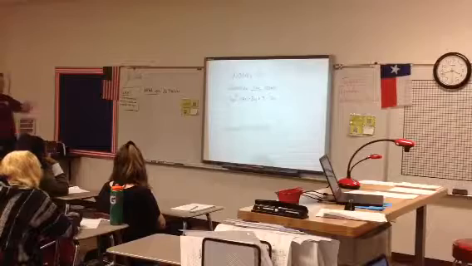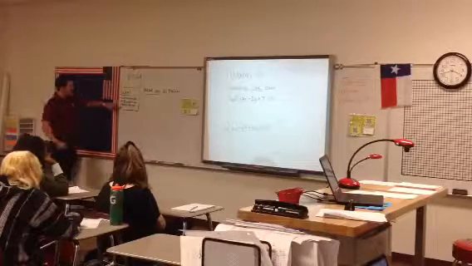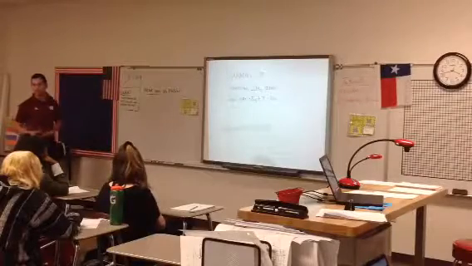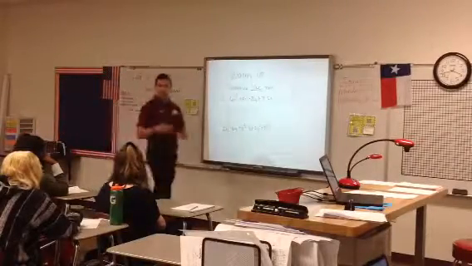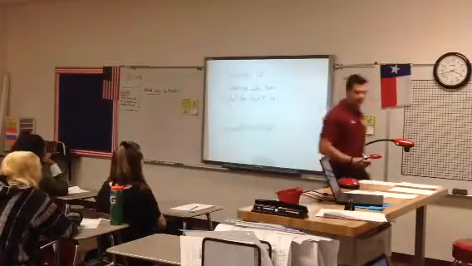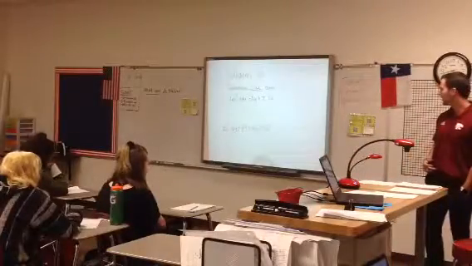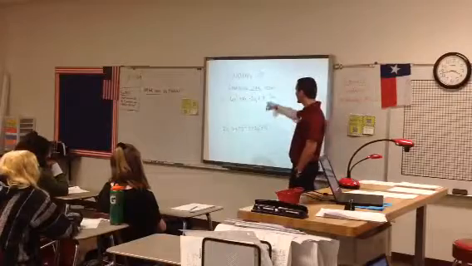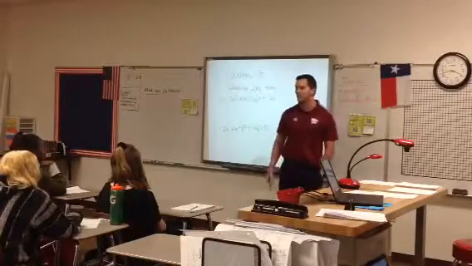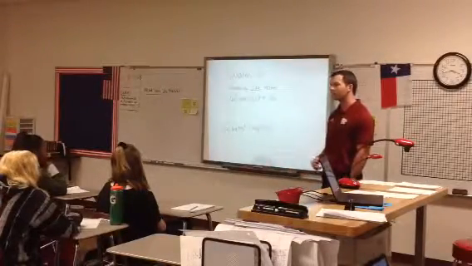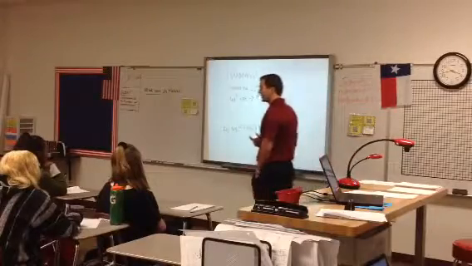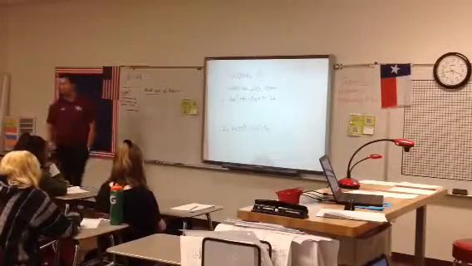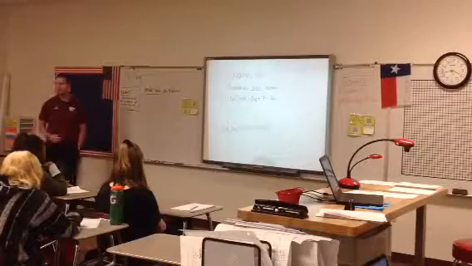So again, just like everything, our objective is on the board: add polynomials with two variables and multiple degrees. That's kind of what you should be able to do by the end of today. Okay, so let's review combining like terms. Notice I underlined the word like. Who thinks they remember from yesterday what it meant to be a like term? Raise your hand. Two people, three people, four people, that's better.